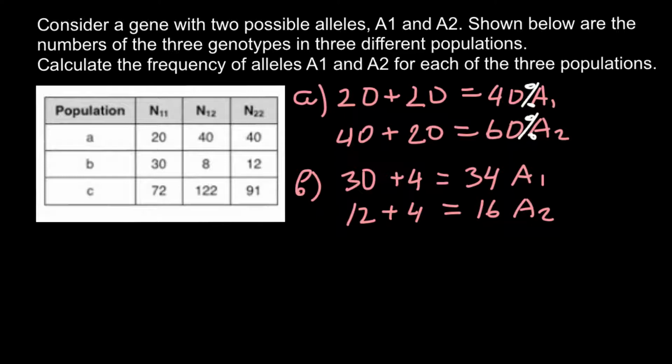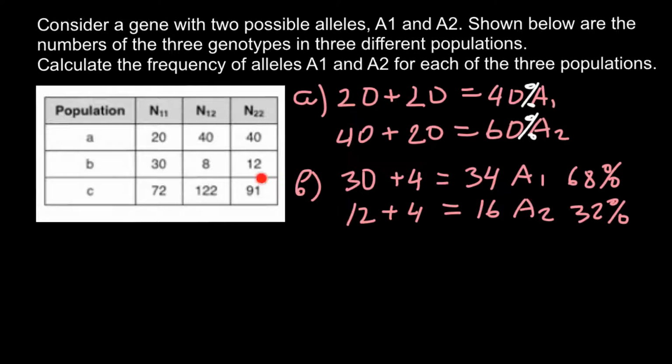And now we have to find the frequency. Once again, in this case we don't need a calculator. 34 plus 16 gives us 50. If we multiply this number by 2, we get 100. So that gives us the frequency of allele A1 as 68%, and 32% would be the frequency of allele A2.